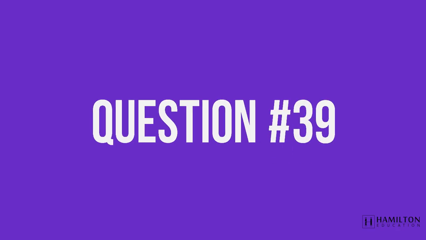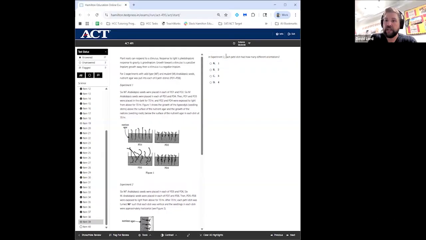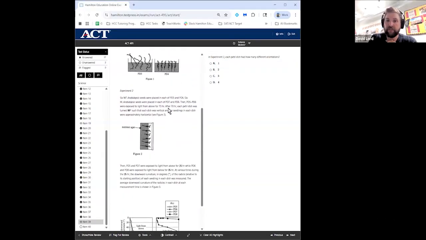Question 39. In experiment 2, each of the features had how many orientations? So basically we had orientations here where basically we had it normal and then we rotated it 90 degrees. So the answer was 2.